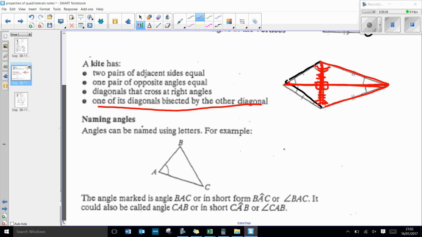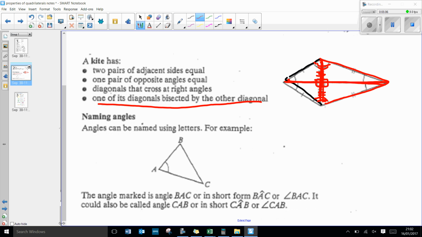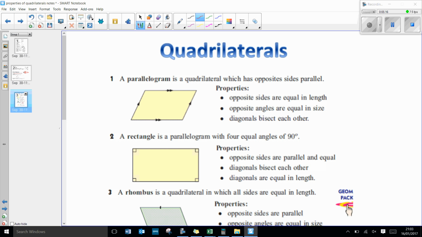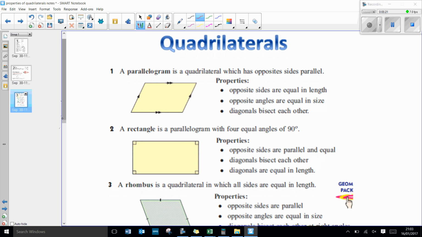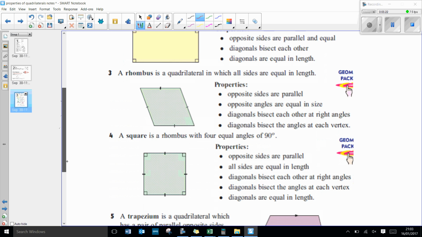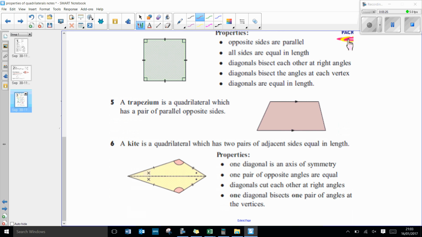So we have talked about naming angles before. We would name them with the angle in the middle. So if we were trying to represent this, it would be BAC, which is what they've said here. The next sheet on this is just an additional resource. A lot of it is repeated from that other one. It just looks a bit nicer with more colours. So please just write down the definitions of these shapes and learn the properties of them.